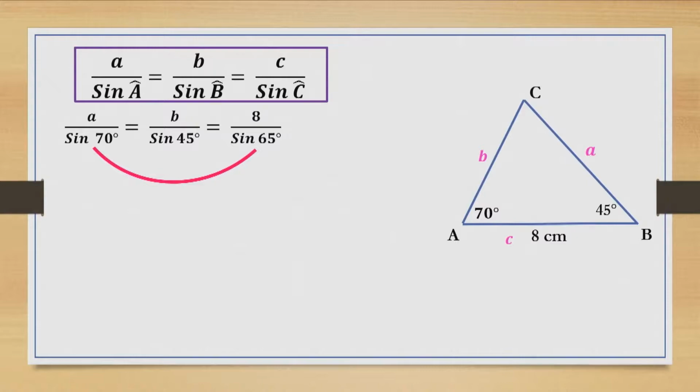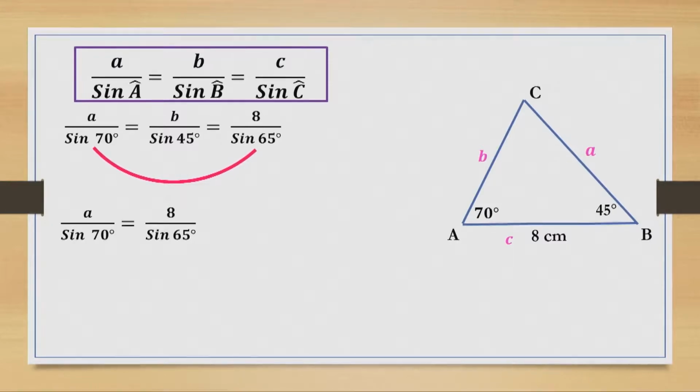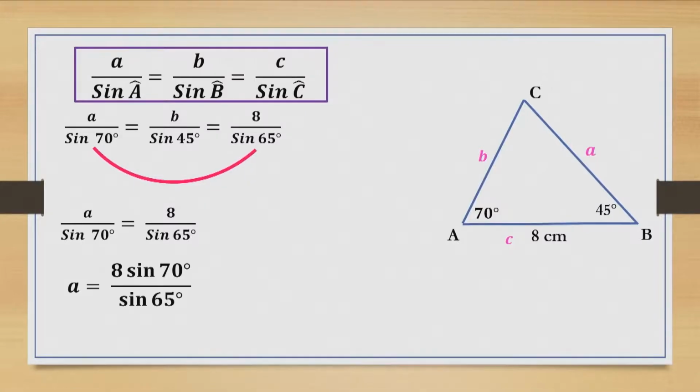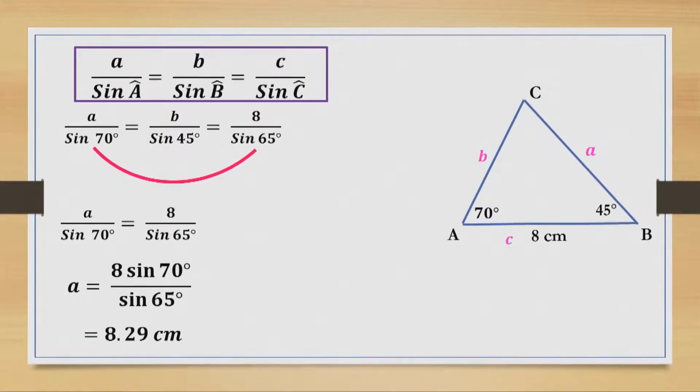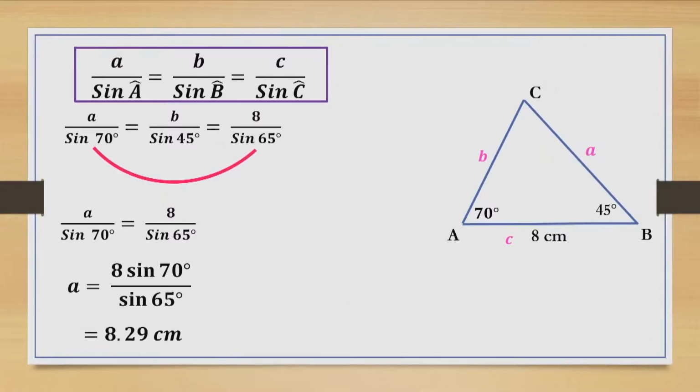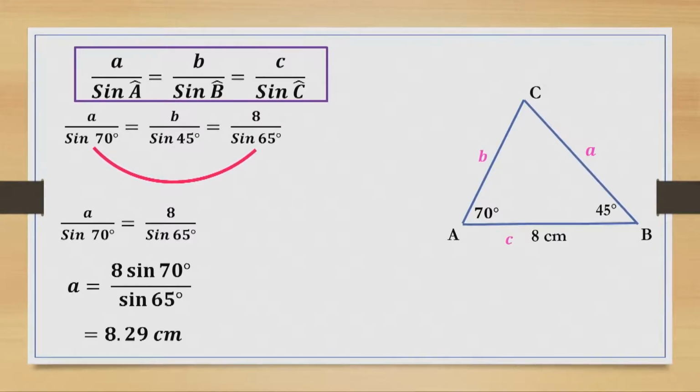Now I'm going to consider the first part and the last part: a over sine 70 degrees equals 8 over sine 65 degrees. Cross multiplying and simplifying, I will get a equals 8 sine 70 degrees over sine 65 degrees, which is equal to 8.3 centimeters. So this means that BC will be equal to 8.3 centimeters.